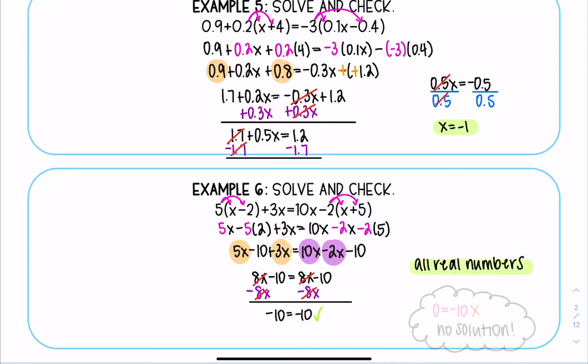Had you gotten rid of the variables but gotten a false statement, like 0 equals negative 10, then the answer would have been no solution.